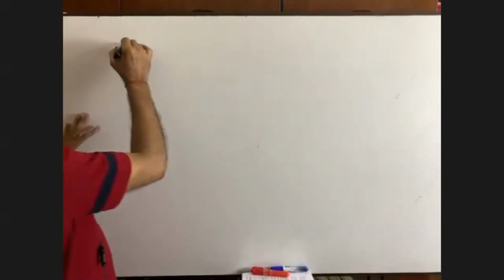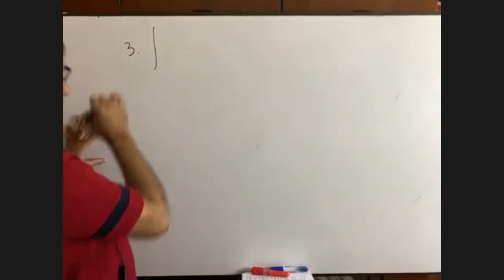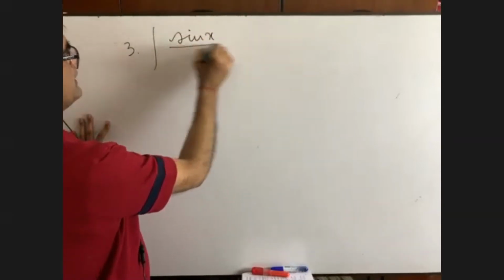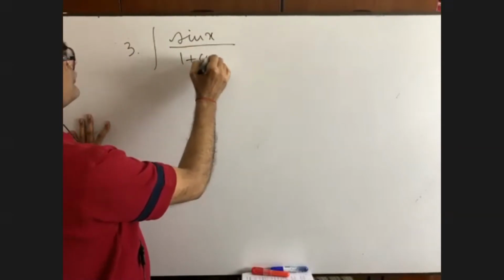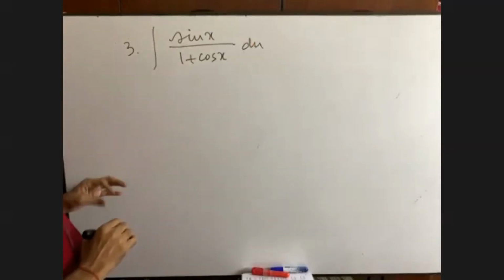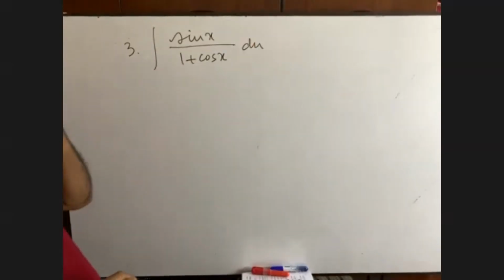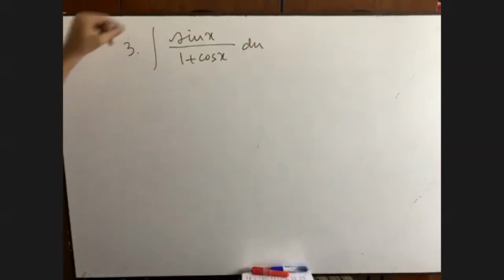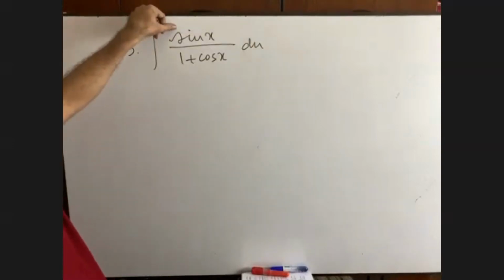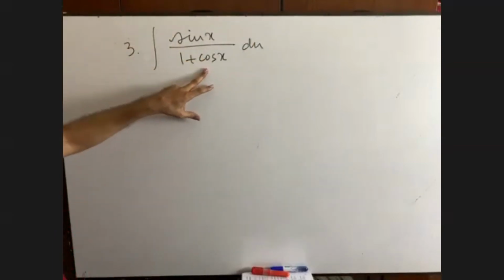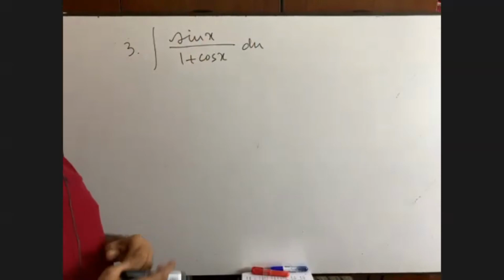Number 3. Sin x by 1 plus cos x. Now, the students become confused. Which one will be let as z? Because if we let sin x, by differentiating we can get cos x. If we let cos x, by differentiating we can get sin x.